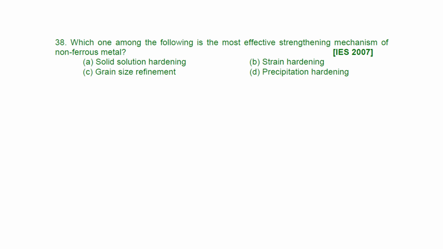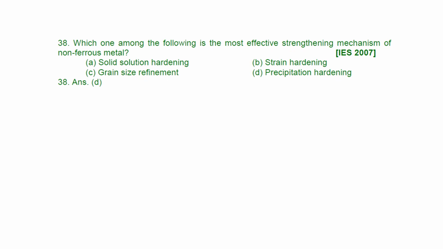Next question: which one among the following is the most effective strengthening mechanism of non-ferrous metals? Solid solution hardening, strain hardening, grain size refinement, or precipitation hardening. For non-ferrous metals, this is actually D, precipitation hardening. Precipitation hardening helps more in strengthening non-ferrous metals, so the answer is D.